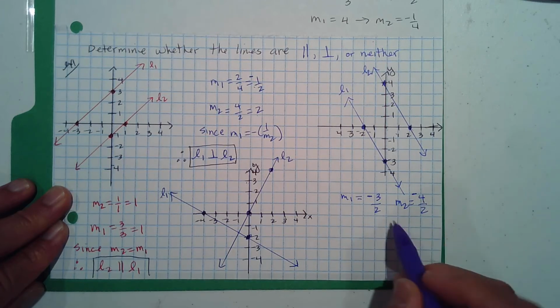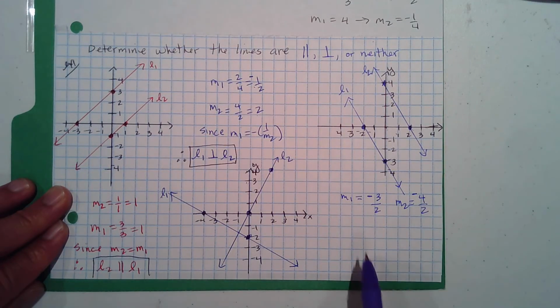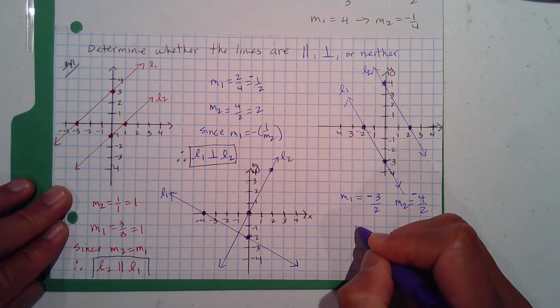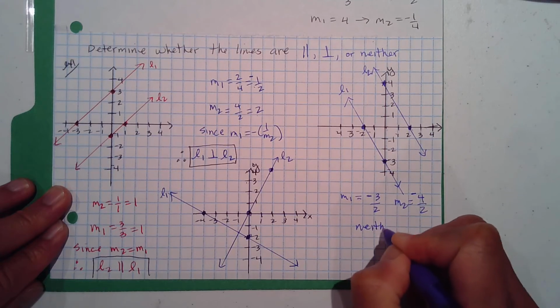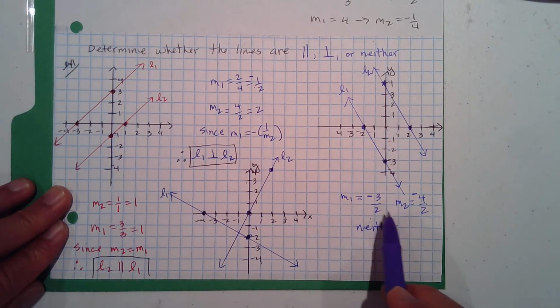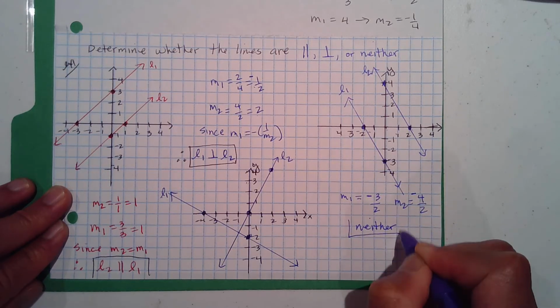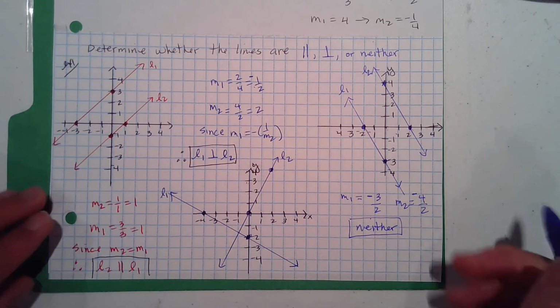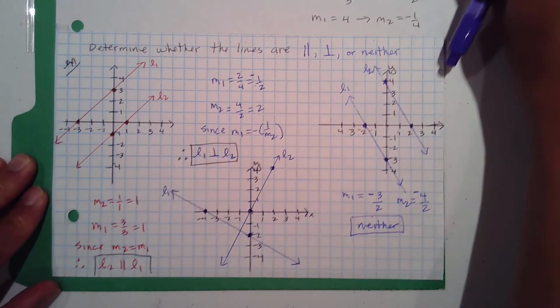Well, the slopes are not equal to each other, and they're not opposite reciprocals. They're both negative, and they're not reciprocals. So the conclusion is this is going to be neither. Since the slopes are not equal, and the slopes are not opposite reciprocals, line 1 is not parallel and not perpendicular to line 2.